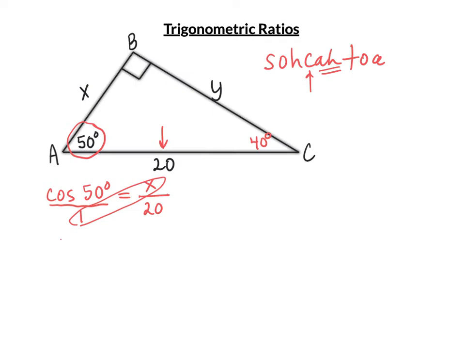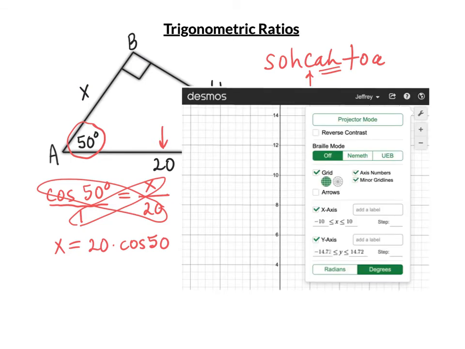X times 1 is x. 20 times cosine 50 is 20 cosine 50. Before we put this in the calculator, we need to make sure we're in degrees, not radians. Desmos always defaults to radians. If you go to the page and change the settings, it'll stay that way until you close it. But you need to go to the tool, it's in the upper right, and go down and click on degrees. If you don't do this, every answer you get is going to be wrong.